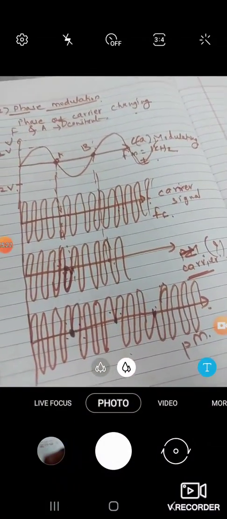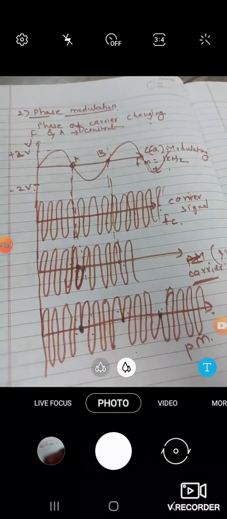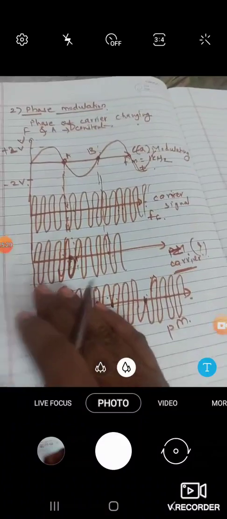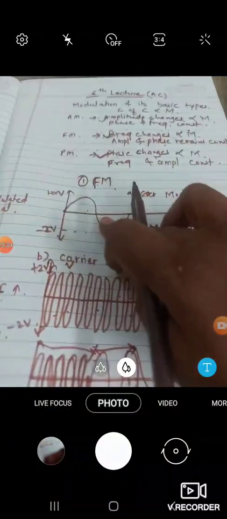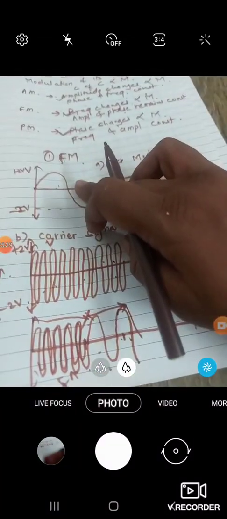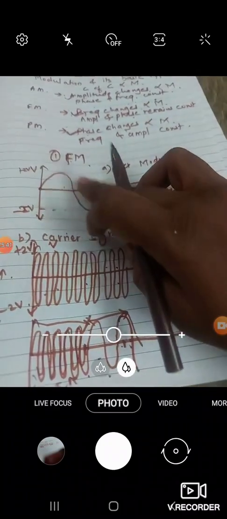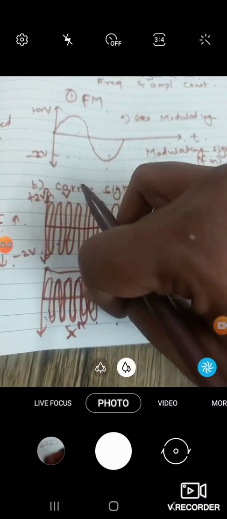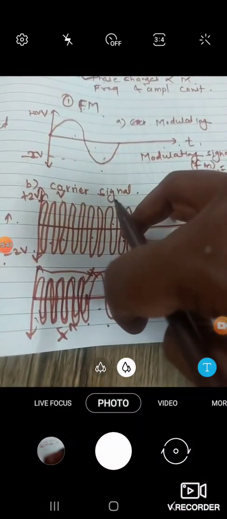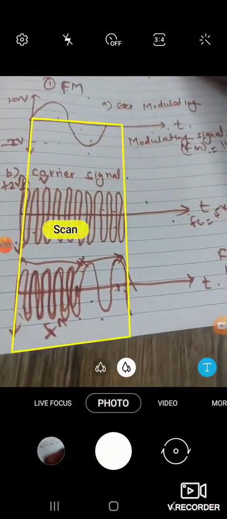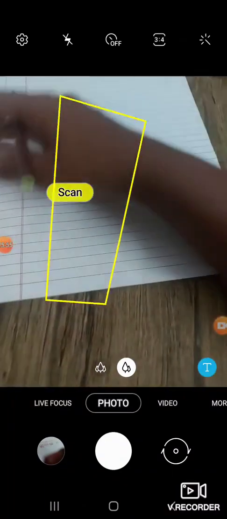So I hope you are clear with the concept of frequency modulation and phase modulation. So what is the concept in frequency modulation? In frequency modulation, the frequency of the carrier signal is changing in proportion with this modulating signal voltage. So when this modulating signal has a positive half cycle, the frequency of this signal is more. When it has a negative half cycle, the frequency of the signal is less. So that is the concept of frequency modulation.